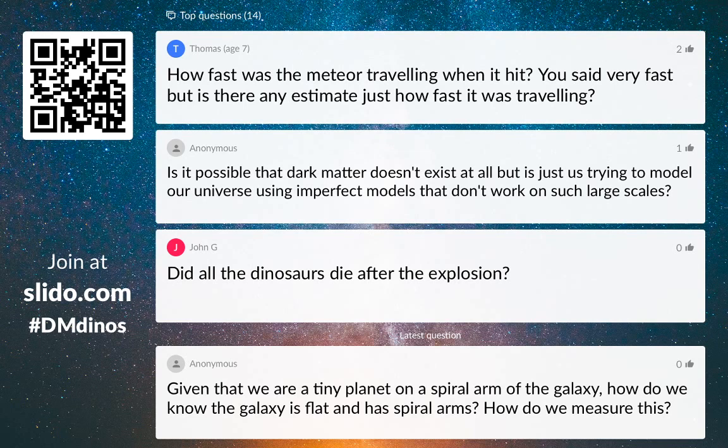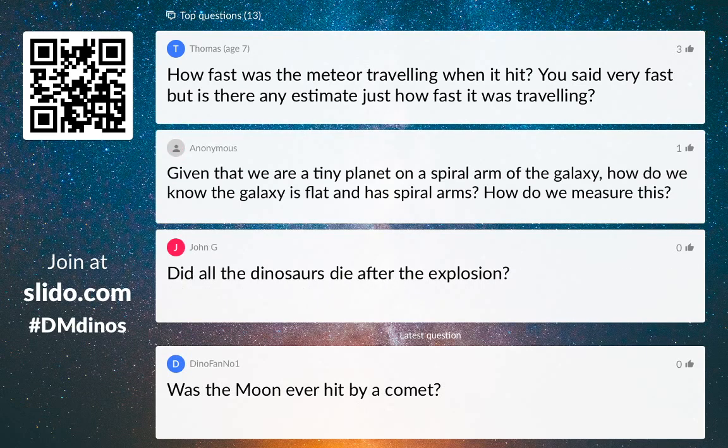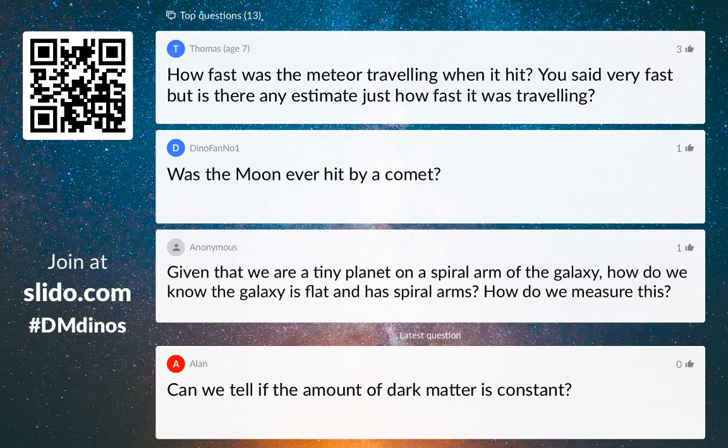How fast was the meteor traveling when it hit? You said very fast. Yes, so I think it's something like 500 miles an hour is the speed that we think it was traveling at. So very fast. It's much, much faster than you're able to go on any kind of motorway. So I think 500 miles an hour is roughly the figure I saw. I can't remember off the top of my head, but yes, super fast, much faster than anything normally travels on the Earth. And of course, because it's very massive as well, something that heavy moving that fast has a really big impact.